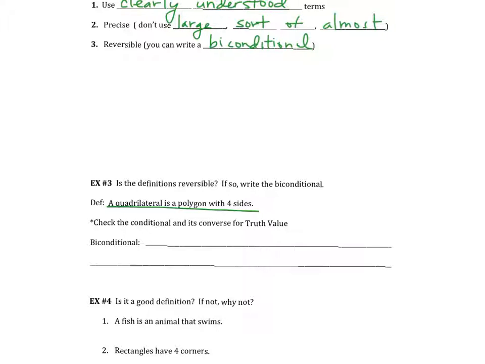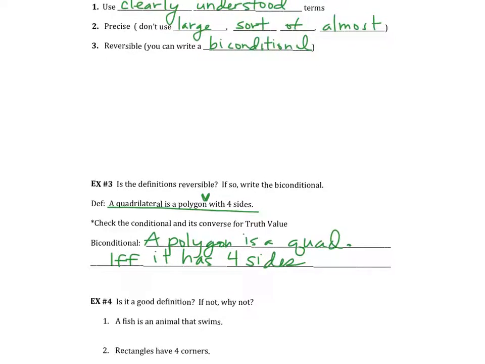IFF, if and only if, okay? Where's that going to go? Right there, right? A quadrilateral or a polygon is a quadrilateral, because we got to switch that around, right? Polygon is the like overarching figure. More detailed is a quadrilateral. So we would say a polygon is a quadrilateral if and only if it has 4 sides. Okay.